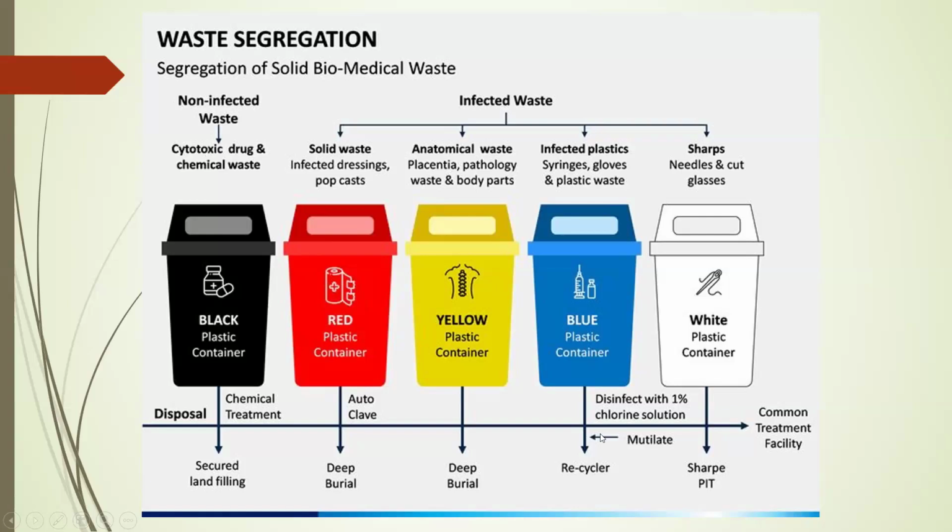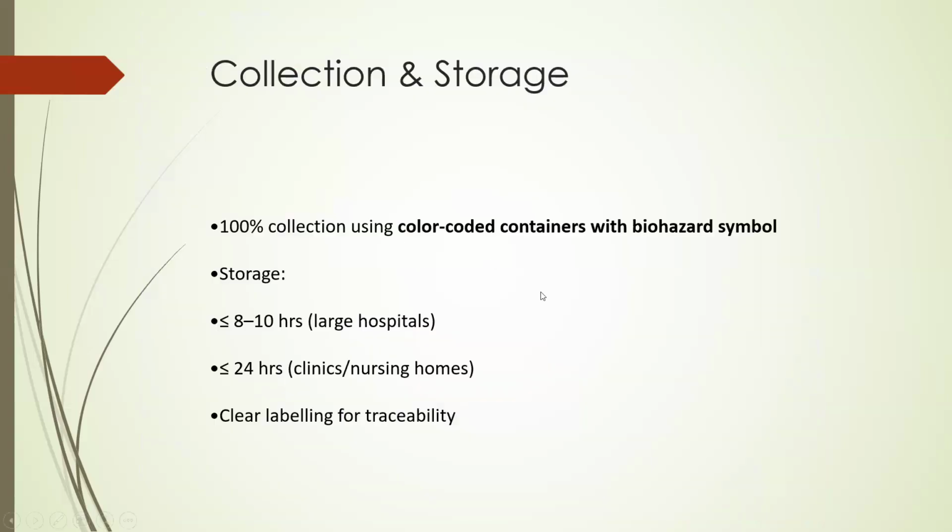So, color coding is essential for immediate identification and proper handling of waste. Each bin is associated with distinct waste types and specific disposal protocols to maintain safety and hygiene. Procedures such as chemical treatment, autoclaving, burial, recycling, and common facility handling are used to minimize environmental impact and infection risks. So, this diagrammatic segregation helps hospitals and medical facilities comply with biomedical waste management regulations. Collection and storage.